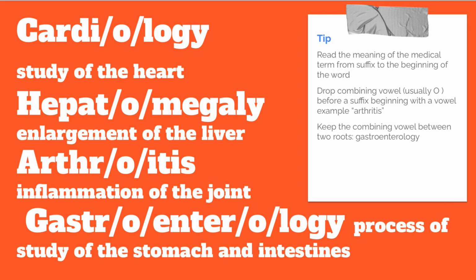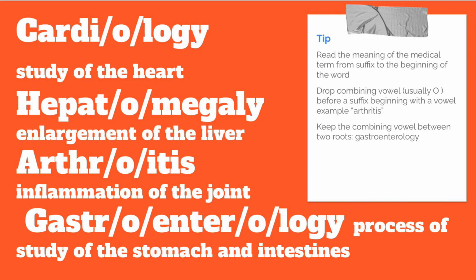For example, arthritis. When you're reading arthritis, you see the combining form arthr-o, hyphen, itis, meaning inflammation of the joint. The last rule is keeping the combining vowel between two root words.